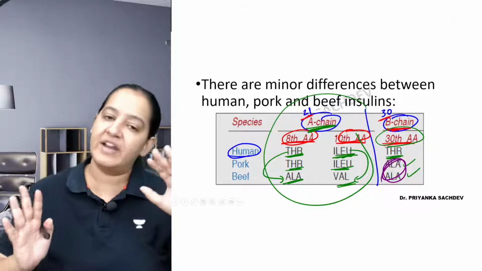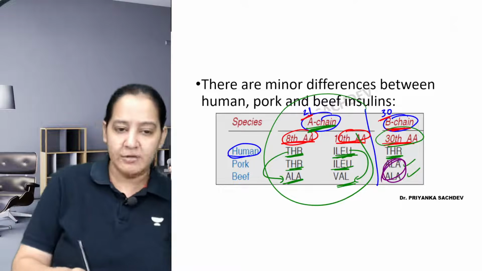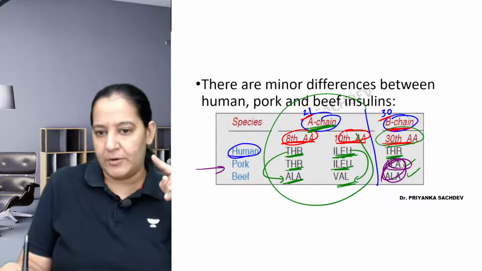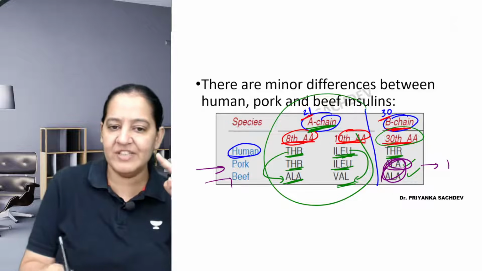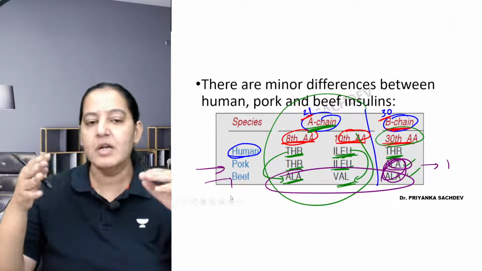So beta is differing in both of them, but alpha is differing. Can you see, the pork is differing only in one amino acid, the beta chain, and beef is differing in all three. You got my point? So who is more close to human?